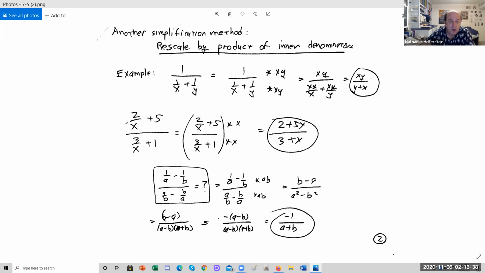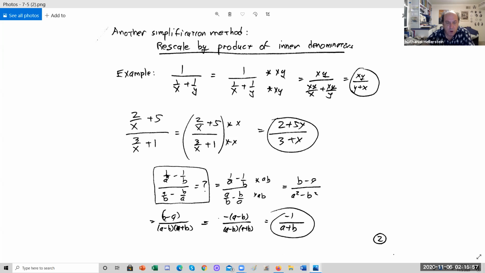Here we have 2 over x plus 5 divided by 3 over x plus 1. Here the inner denominator is x, so we multiply above and below by it. 2 over x plus 5 times x is 2 plus 5x. 3 over x plus 1 times x is 3 plus x. So 2 plus 5x over 3 plus x.